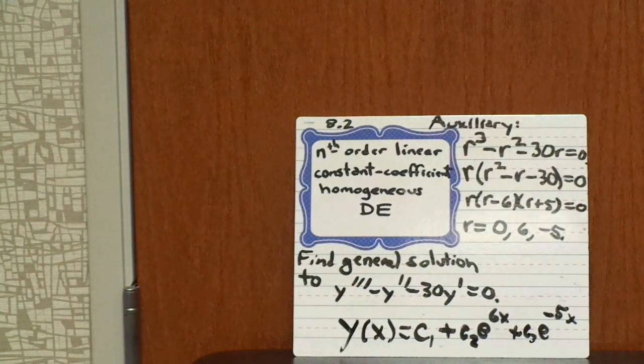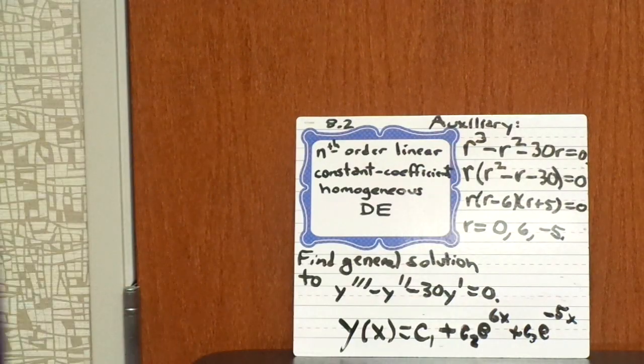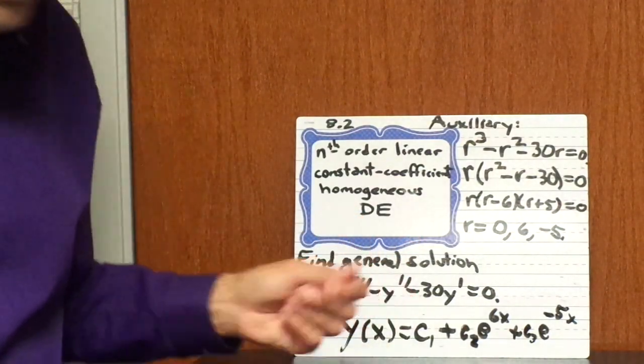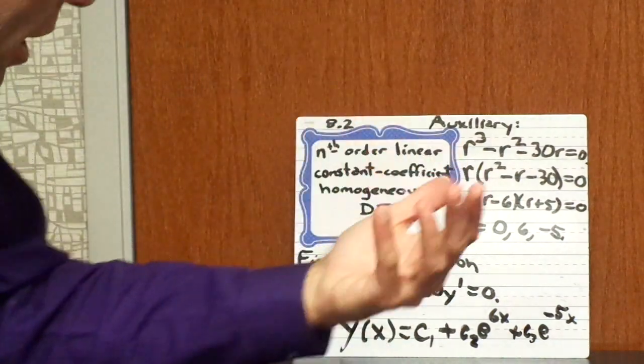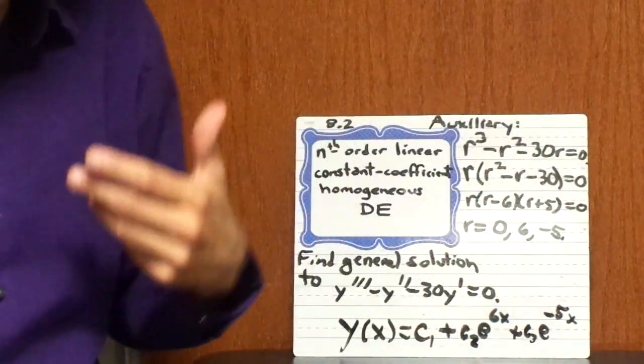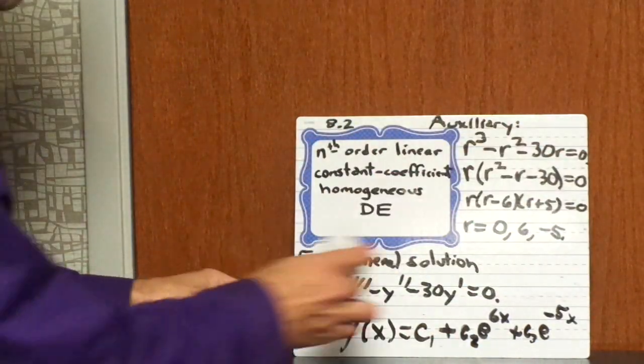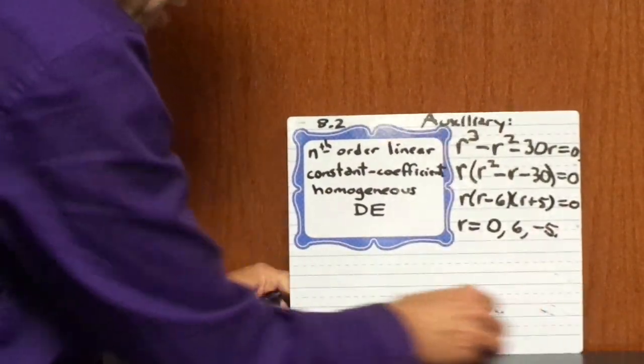Okay, so this seems easy enough, right? There's not too much trouble here. We just take the operator version of our differential equation, turn all the d's into r's, factor the auxiliary equation, get the roots, and write down the answer. The trouble is there are a couple of issues that can come up.